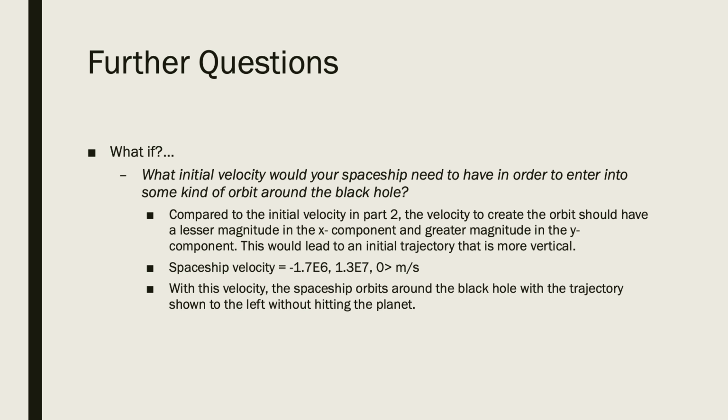To test the what-if question, the initial velocity of the spaceship should be less in magnitude in the x direction and greater in magnitude in the y direction. This new initial velocity would allow for the spaceship to orbit around the black hole. This new velocity after trial and error equals negative 1.7 times 10 to the 6th, 1.3 times 10 to the 7th, 0 meters per second, and orbits around the black hole after 90 minutes.